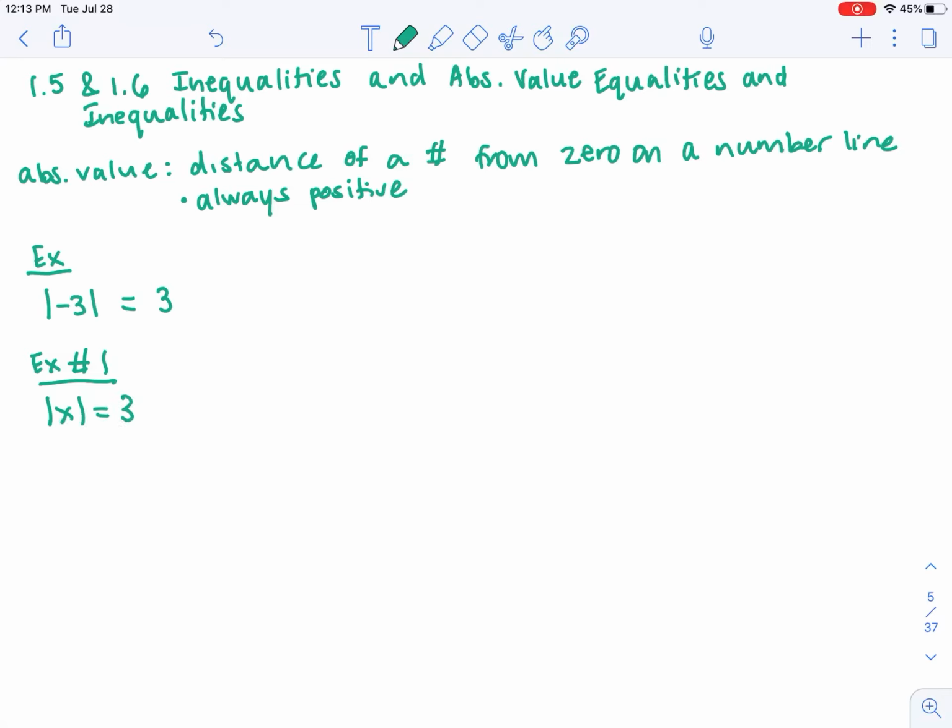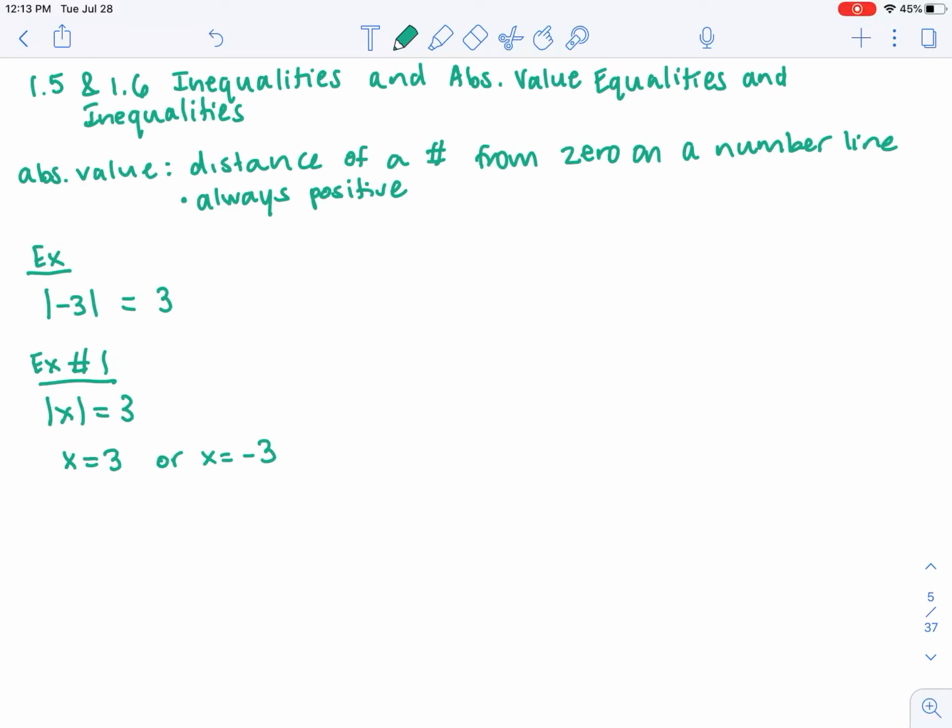Now within an absolute value equation, we have the absolute value of x is equal to 3. And remember, when we're solving an equation, we're trying to isolate x. So therefore, what values of x has a distance of 3 away from 0? And then that yields two answers, x equals 3 or x equals -3. Both are 3 units away from 0.